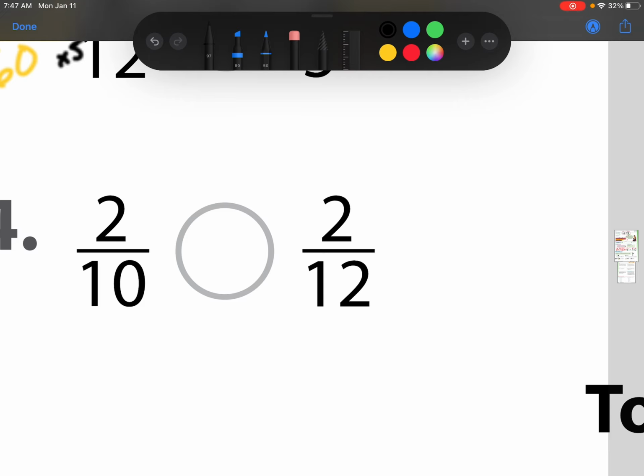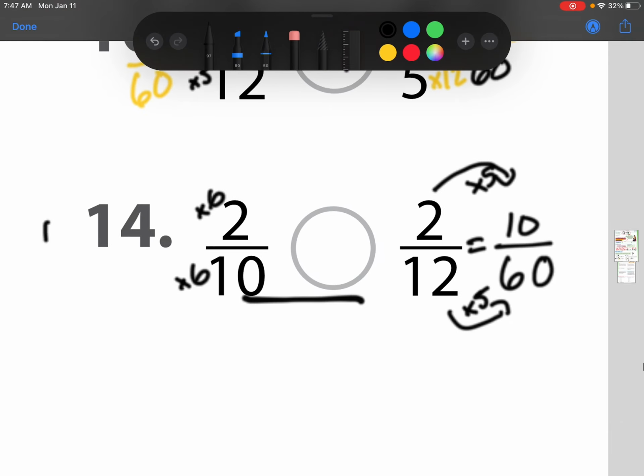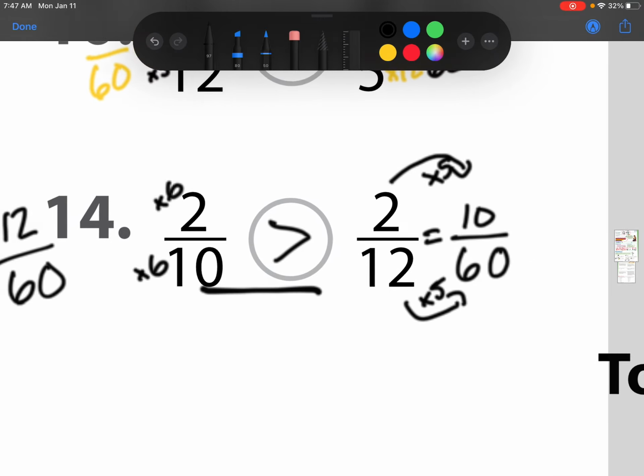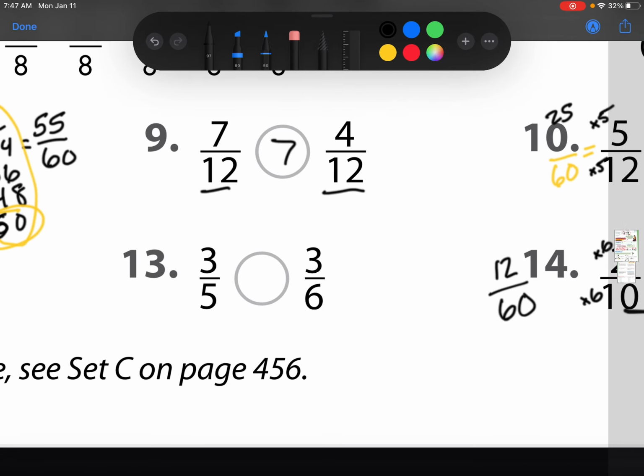Over here, we already know this is probably going to be 60 since that's what it was above. So it's nice when we can recycle ours and not have to make the least common multiples again. So this is going to be 10/60, and this was multiplied by 6, so that's going to be 12/60. So which one's larger? This one is larger by 2/60. And then, I skipped one. There it went.